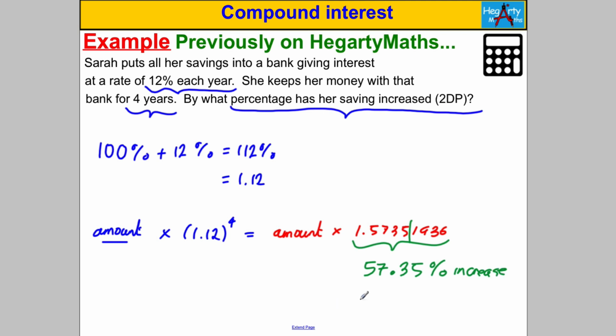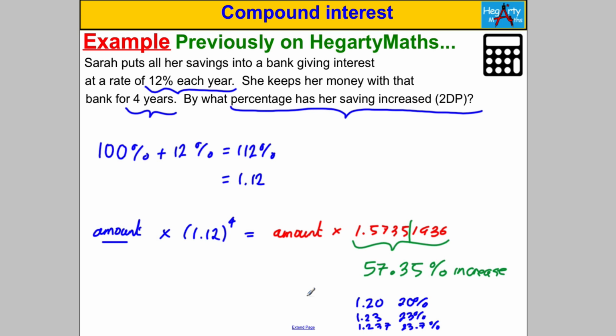Okay, just in the same way, if I had got the answer 1.20, I know that's a 20% increase. If I got the answer 1.23, I know that's a 23% increase. And if I got 1.237, I know that's a 23.7% increase. So just by looking at there, I can say that's a 57.35% increase. So that's how much her amount has increased by. So 1.12 to the power of 4 is the same as a one move 57.35% increase.